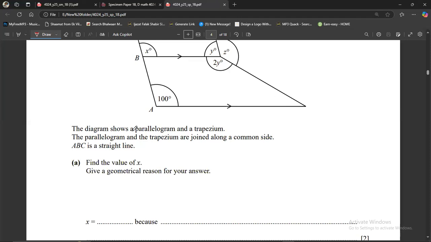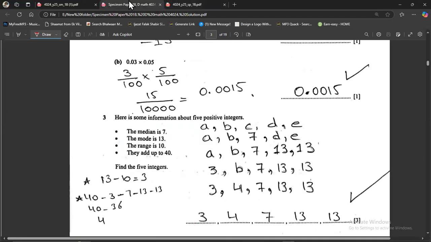Can you see these parallel lines and this transversal line, and this angle here and this angle here? These two angles are on the same side of the transversal line, and one angle is inside the parallelogram and the other one is outside the parallelogram. So these two are corresponding angles of the parallel lines. So the value of x will be equal to 100.